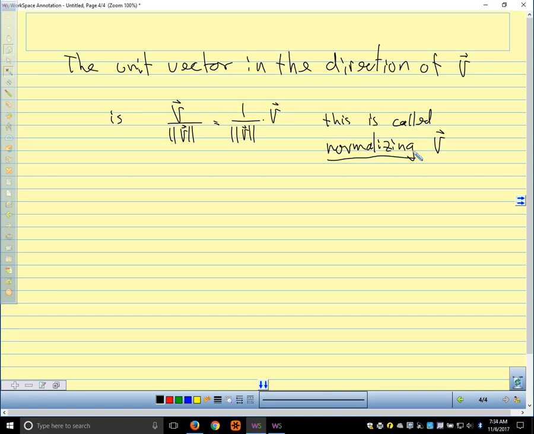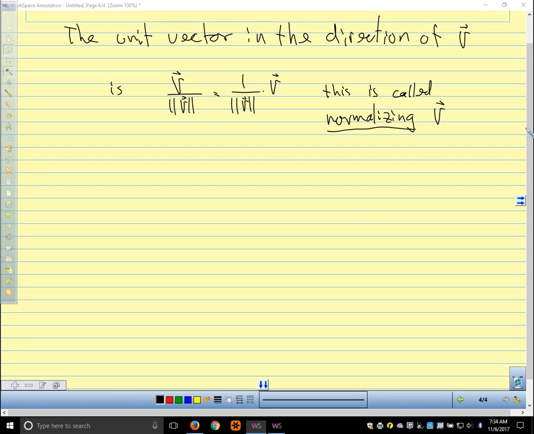So if we think of scalars as only a magnitude, we can think of unit vectors as only a direction. Unit vectors you can think of as kind of pure direction. So quick example, and then we'll talk about our standard unit vectors.